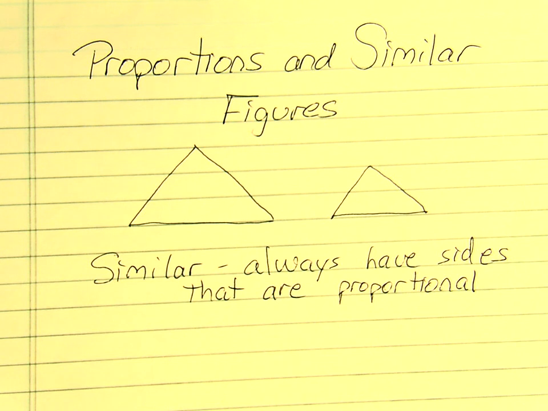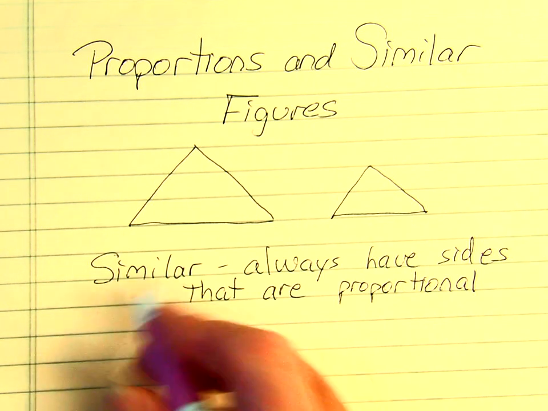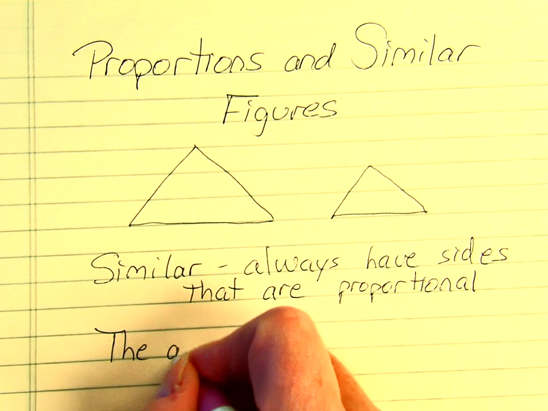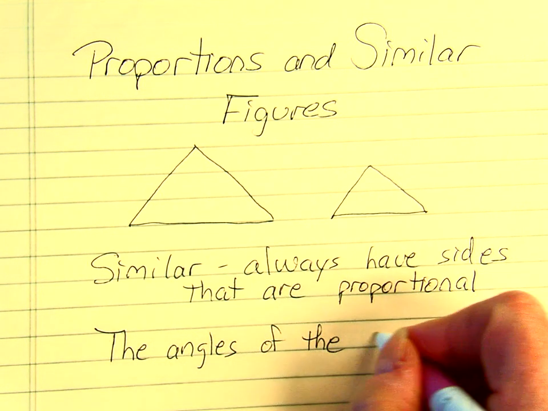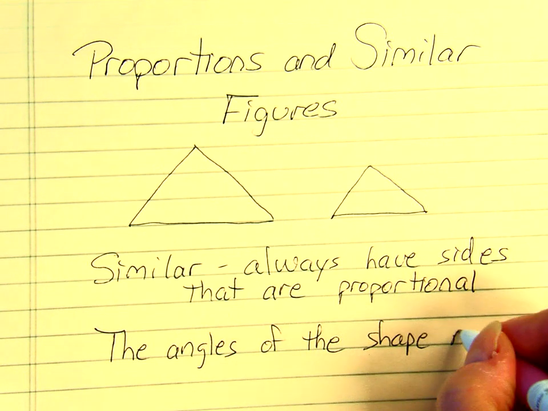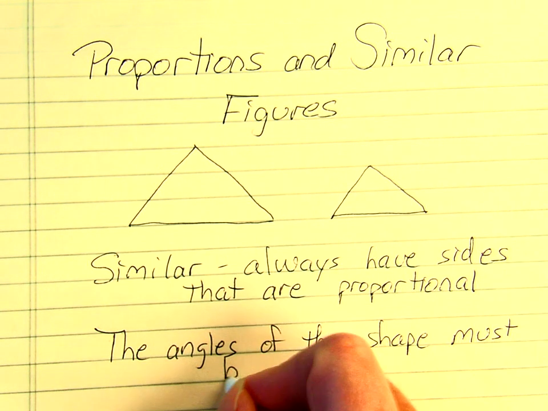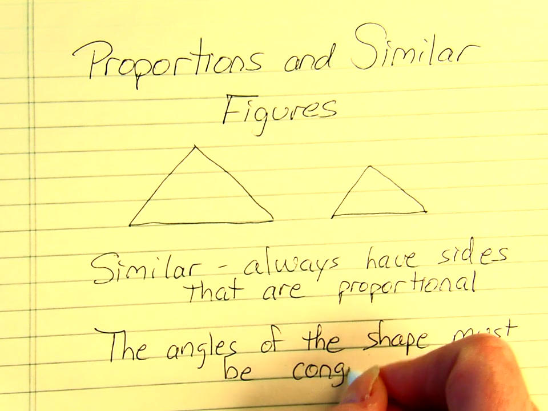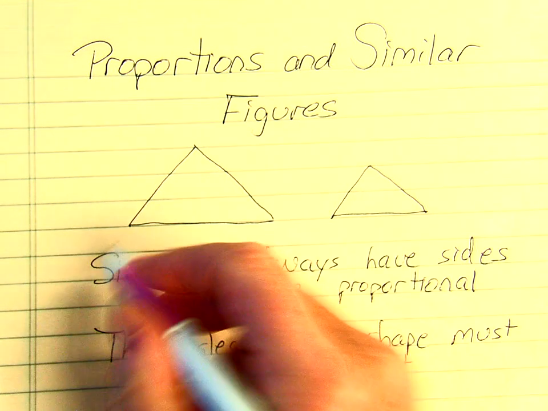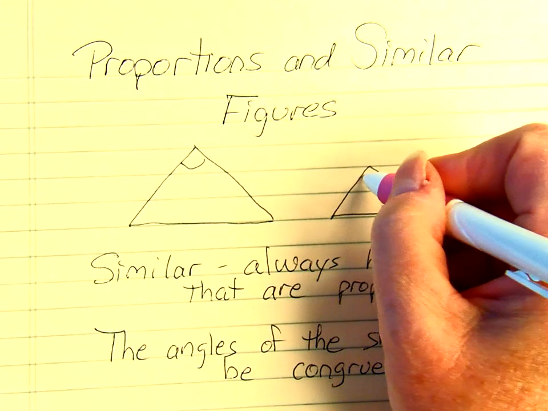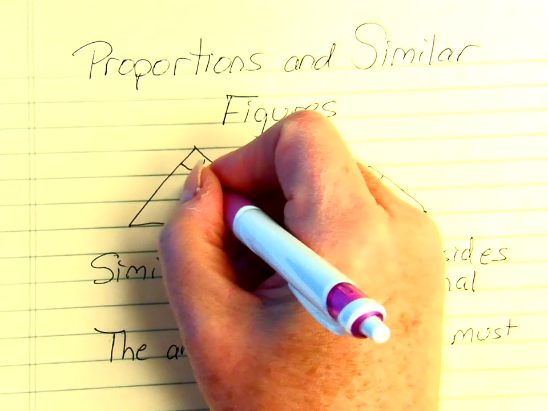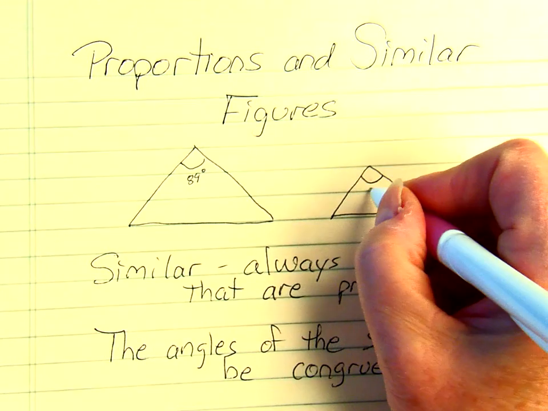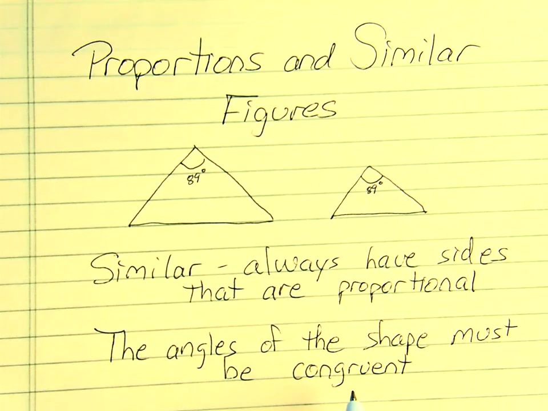Now, the other thing that we have to always remember about similar figures is that the angles of the shape must be congruent. They must be the same. So if I'm going to look at this angle here, and I'm just looking at it, I'm going to say 89 degrees, then this angle must be 89 degrees.